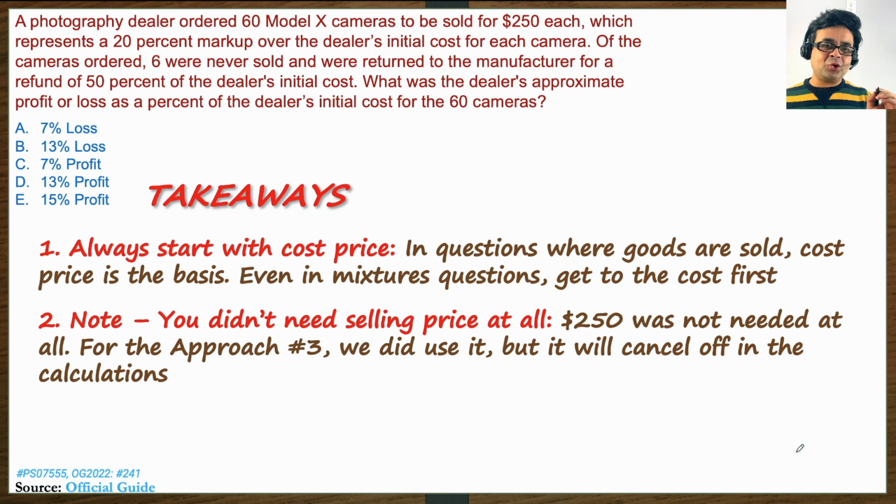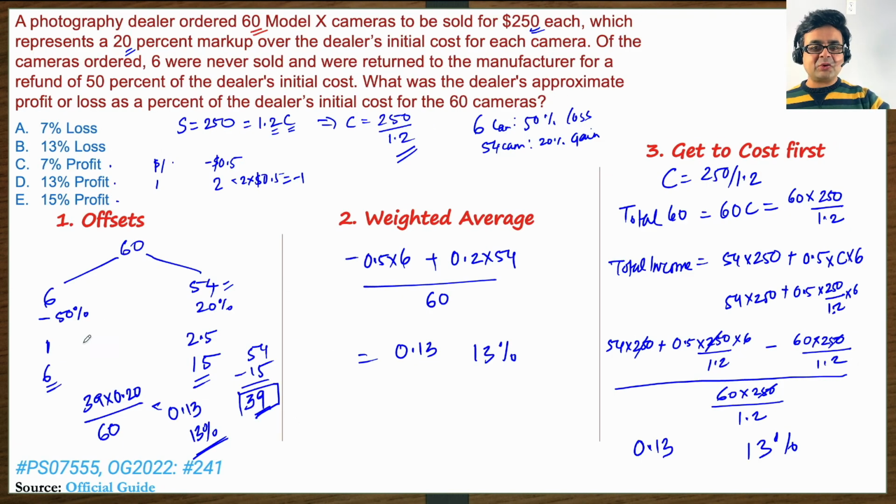Another important thing to know, and I will go back to the previous slide for that, you did not need the selling price of 250 at all. In the method number 1 and method number 2, if you recall, we did not use selling price at all. We just used the offset. In method number 2 also, we did not use the selling price. And in method number 3, we started using the selling price to get to the cost. But in the end, all of that got cancelled off. So you did not really need 250 or the selling price because everything was in respect to C, which is the cost price. And that's why cost price is that important.